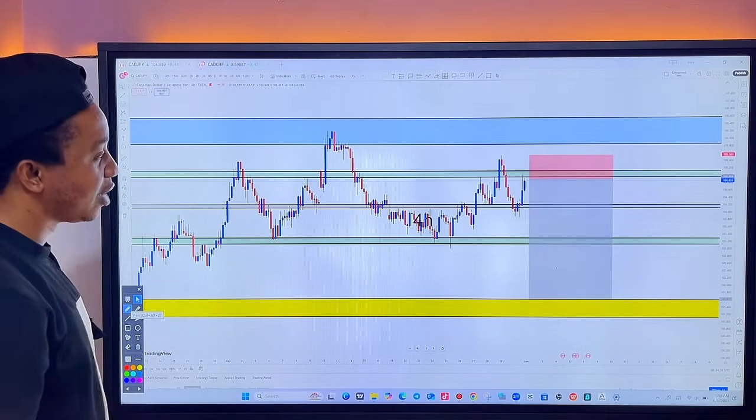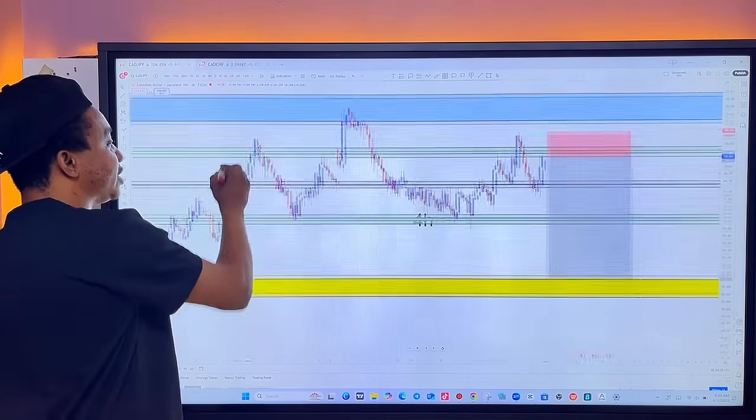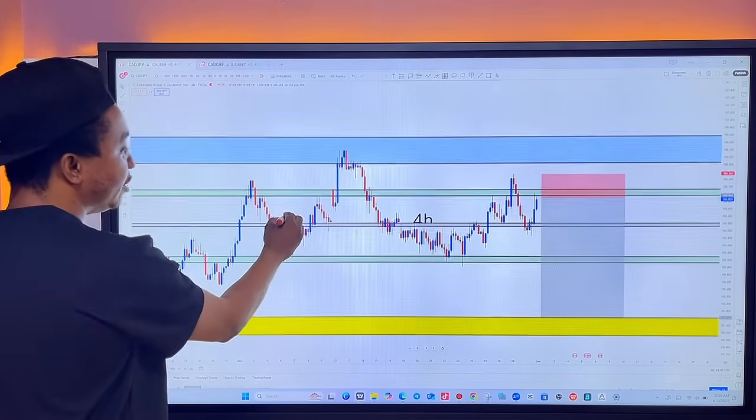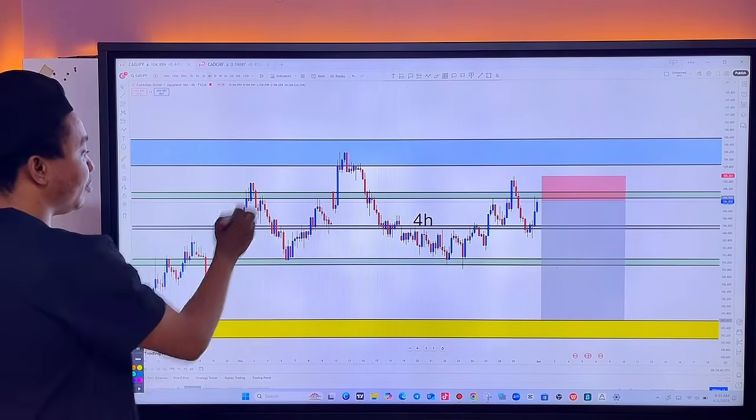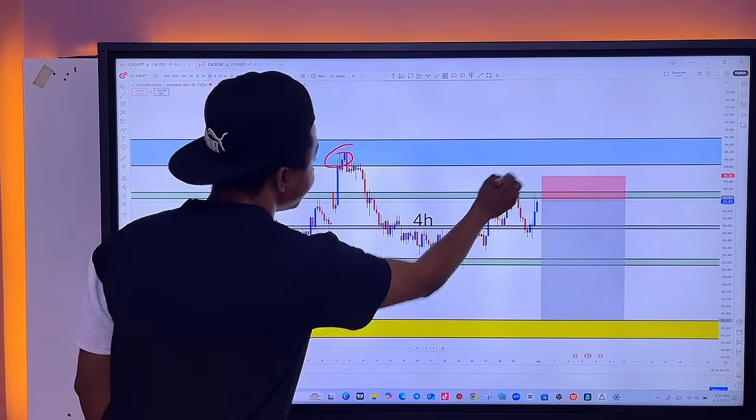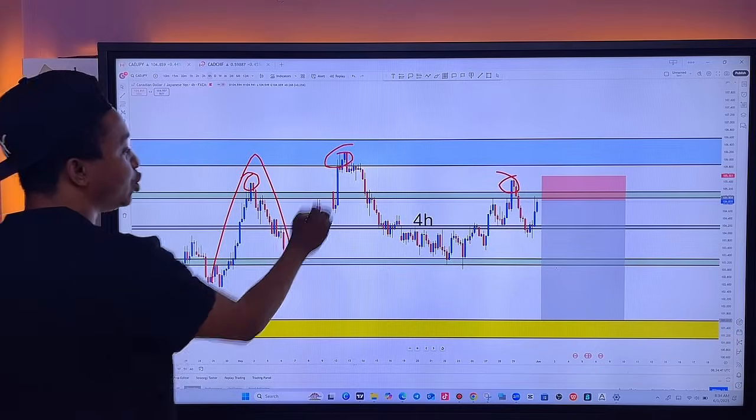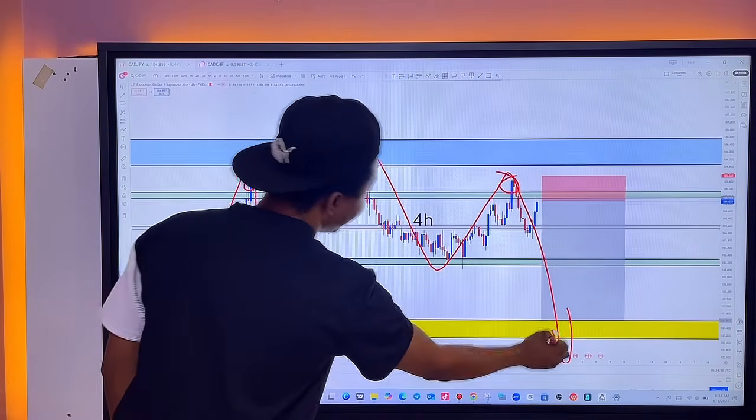All right, now if you look at the 4 hour time frame, this was the bigger picture that we saw on the daily. Let me show you guys. Okay, this was the bigger picture that we saw on the daily time frame, representing what? The head and shoulder formation. All right, we know that we are dropping all the way down.